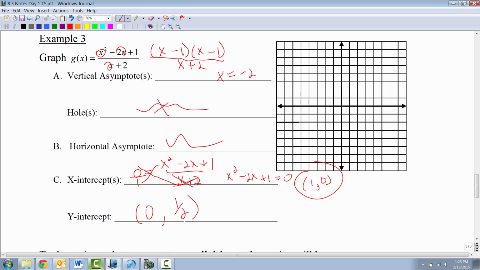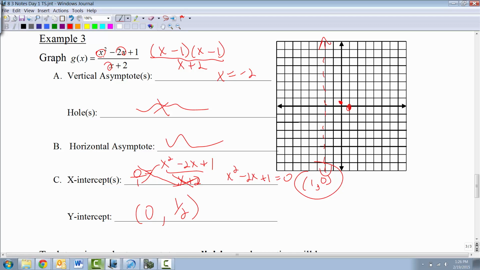All right, so we got to write everything down now. 1, 0, 0, 1/2, and then x equals negative 2. Where are we at? Sorry, I got lost there for a second. There we go. And then no horizontal asymptote. All right, now watch what happens.